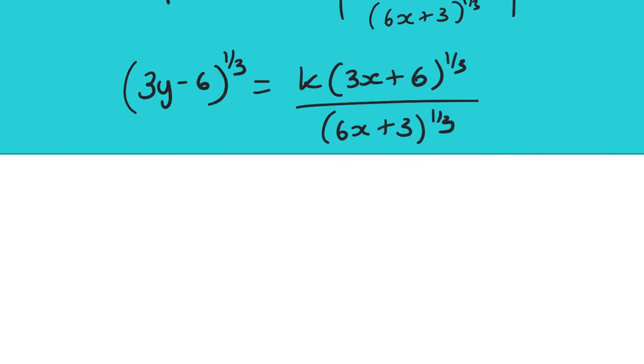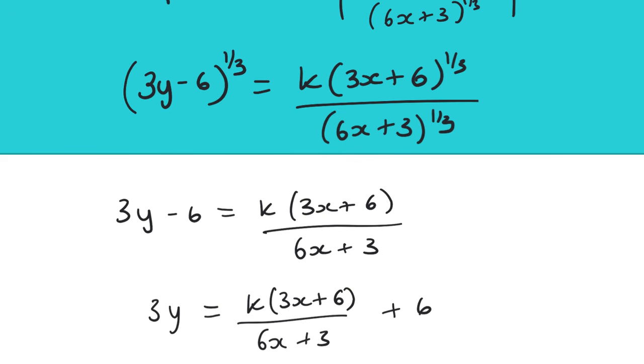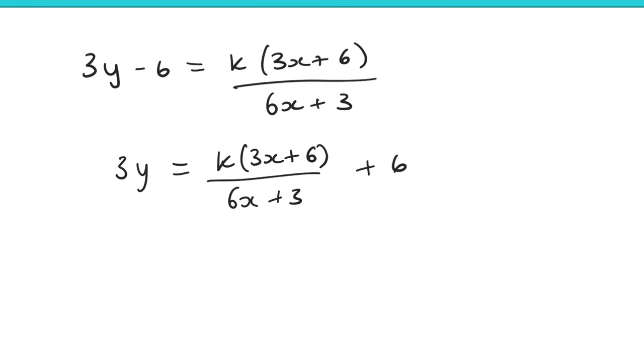So what am I going to do to both sides? Everything. Cube it. So 3y minus 6 equals technically k cubed, right? K cubed is still a constant, so you don't actually have to write k cubed, okay? But we are cubing everything. 3x plus 6 over 6x plus 3. We're now going to get 3y equals k lots of 3x plus 6 over 6x plus 3 plus 6. So now what? We're going to divide everything by 3.